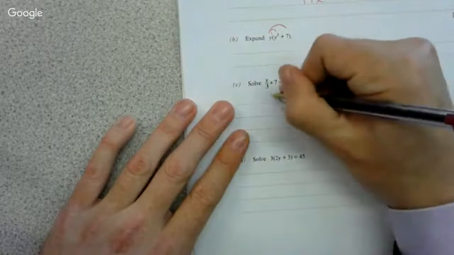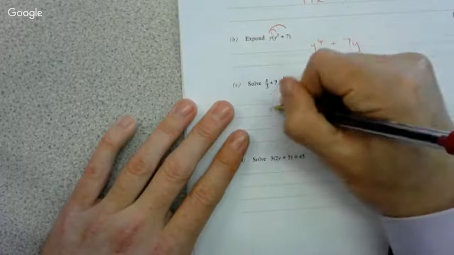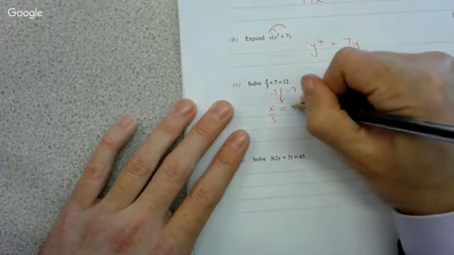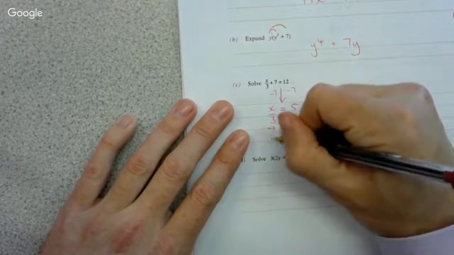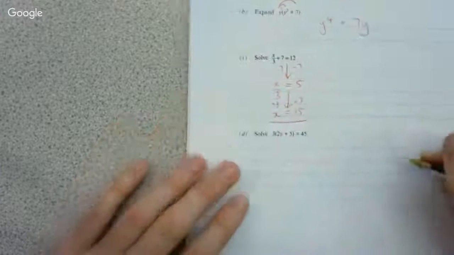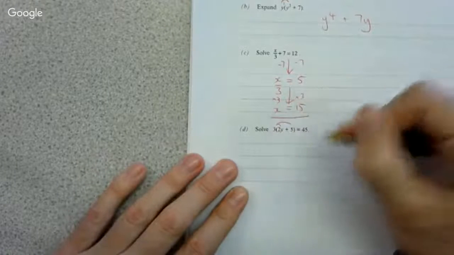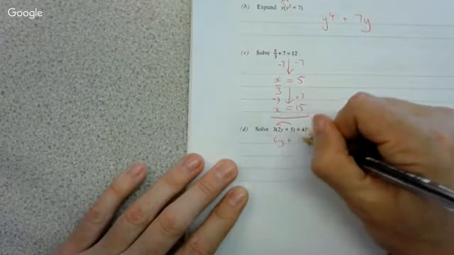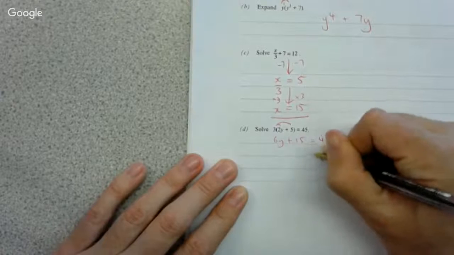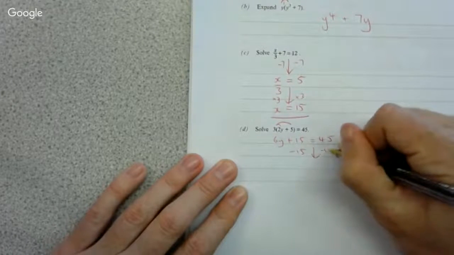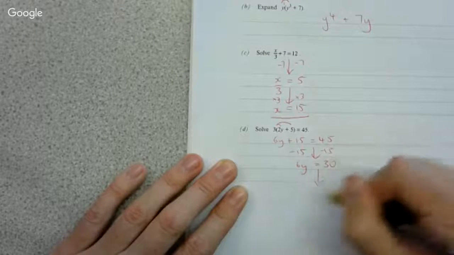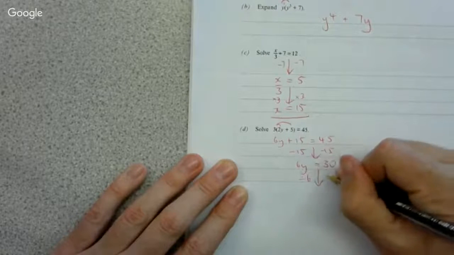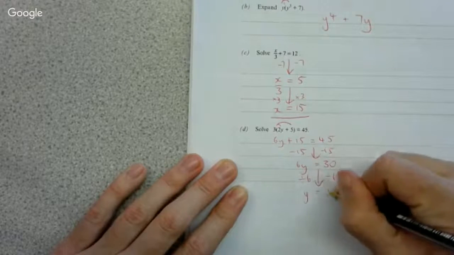To solve this equation, we're going to take 7 off each side. So we get x over 3 is equal to 5. And to get rid of the over 3, I'm going to times by 3. So I get x is equal to 15. I'm then going to expand this bracket as well to get 6y plus 15 equals 45. I'm then going to take 15 off each side. So 6y is equal to 30. I'm then going to divide each side by 6. So I get y is equal to 5.